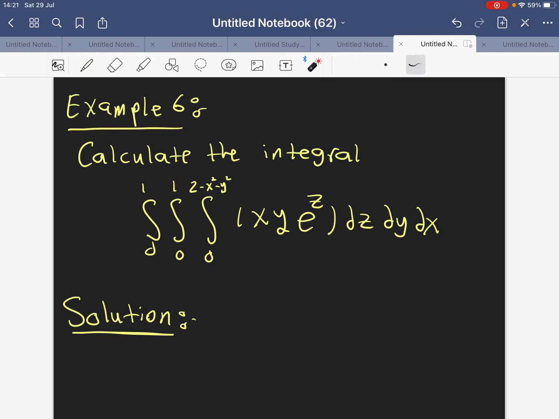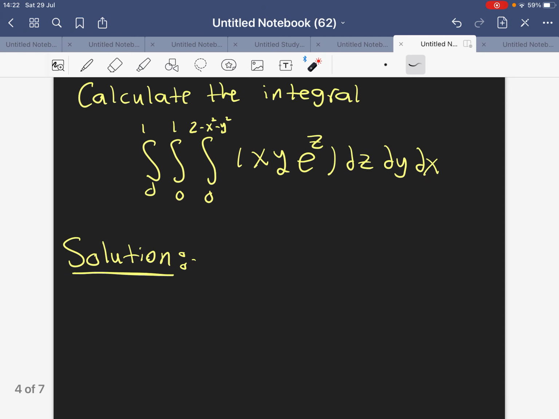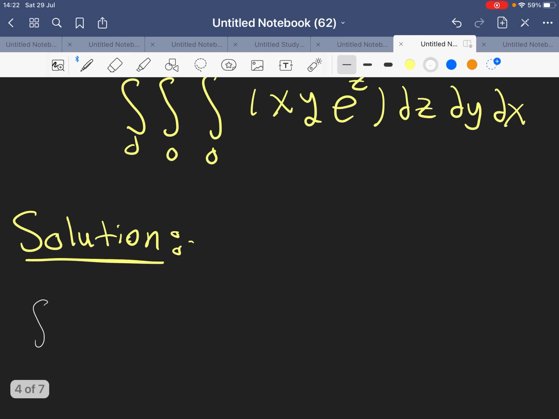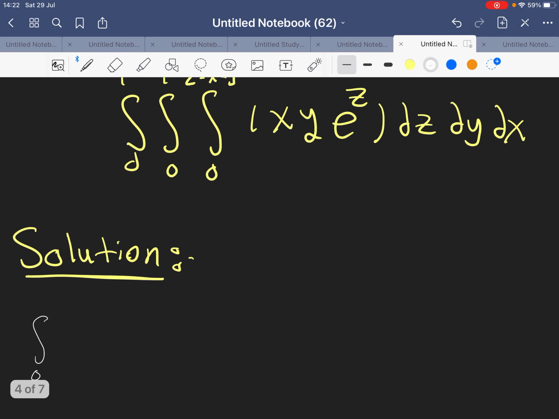Welcome back, student, to this example about a triple integral, where first we have to integrate with respect to z, and then to y, and then to x. So let's see how this iterated integral will work for us. First I have to keep the same order of integration.